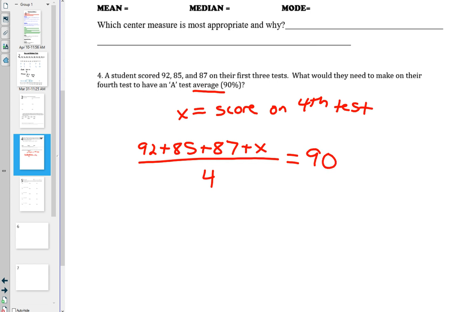Hint, hint. Hey, look, your phone matches your shoes.